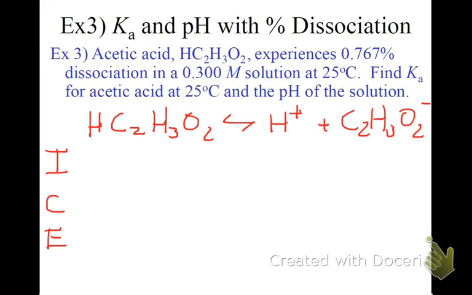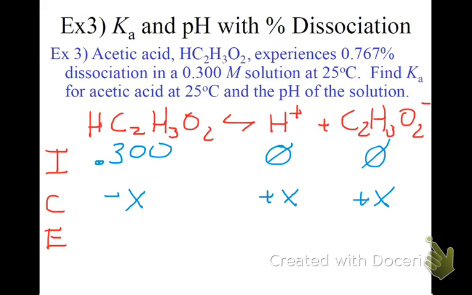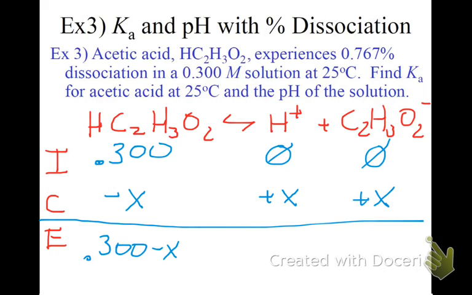And if we set up our ice table in this case, we started off with 0.300 molar of the solution. That is the starting concentration of our acetic acid, and we would start with 0 of those ions because nothing is ionized yet. The acetic acid is going to decrease by X. The protons and the acetate will both increase by X. And so at equilibrium, this is 0.300 minus X, and H plus is plus X, and acetate is plus X.